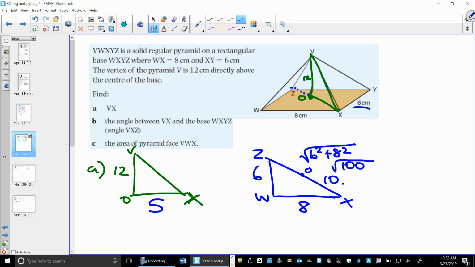Très bien. So now I can find B to X. So that's going to be 12 squared plus 5 squared. 144 plus 25 is root 169, which is 13. Amazing. Pythagorean triples.